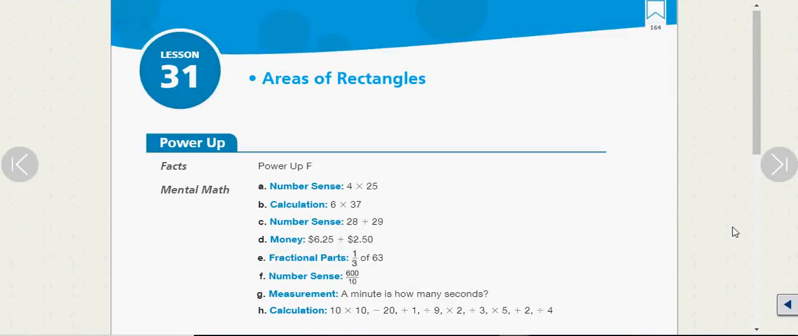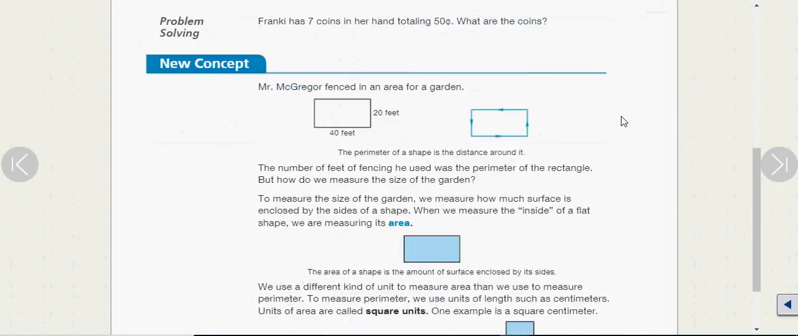Course 1, you know enough about areas of rectangles already. So let's call this review. Lesson 31, areas of rectangles.